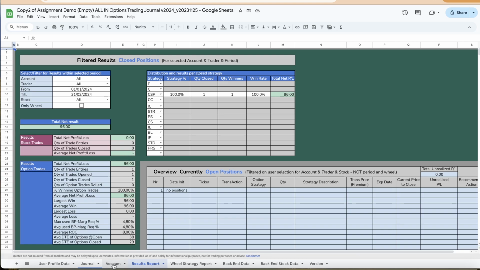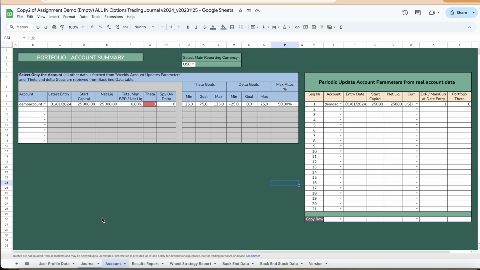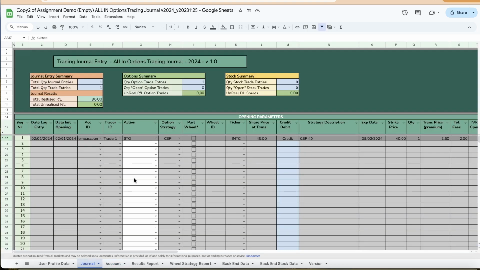Now let's open a second cash secured put, and we will get that one assigned to demonstrate how you should or can enter that into the spreadsheet. So I go back to the journal. I will open again a cash secured put. Let's say, for example, I will do that on the same day as I close the other one, the 31st. So a new position, the 31st, demo account, trader 1, sell to open, cash secured put.